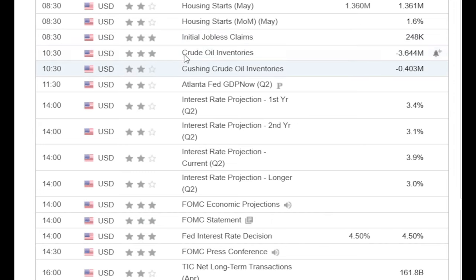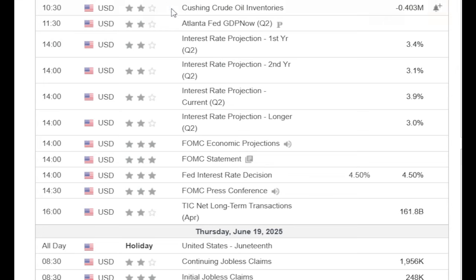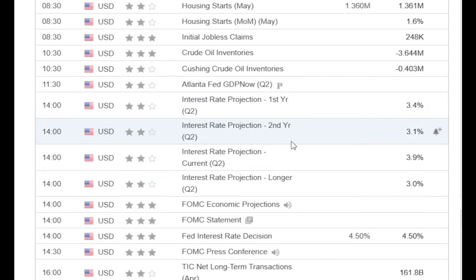Now, let's see. Oil inventories. I don't really care about that, so I'm not going to pay attention to that. Atlanta Fed GDP now. This can be kind of important, but I think generally this is going to be mostly ignored, because we do have the interest rates being decided at 2 p.m., along with the FOMC statement and economic projections and stuff like that.